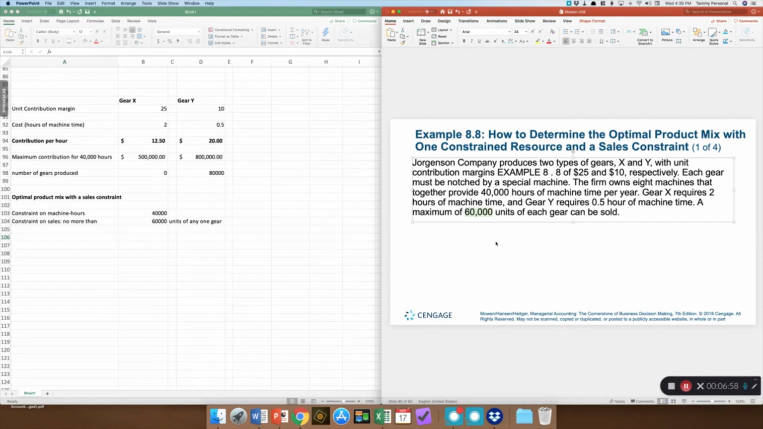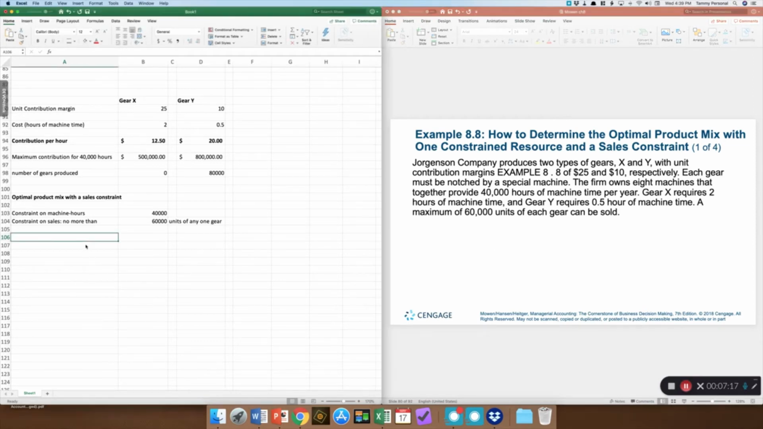So, how do we do this? Well, there is a mathematical way to do this, which we're not going to go into in this class. But how you do this, if you think through it logically: the first thing you do, step one, is produce up to the maximum of the more profitable product, and then what you do?